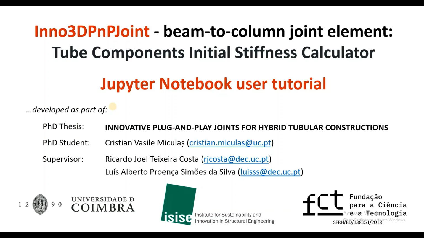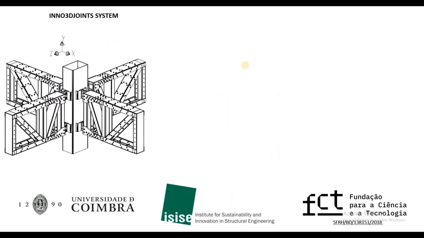In this video, I'm excited to share with you a powerful tool that I developed during my PhD thesis, namely a Jupyter notebook for calculating the initial stiffness of the components in the beam-to-column joint element called Inno3DPnPJoint implemented in OpenSys. This element is specifically designed to model the Inno3DJoint system, which consists of tubular columns with cold-formed steel truss girders connected to them.